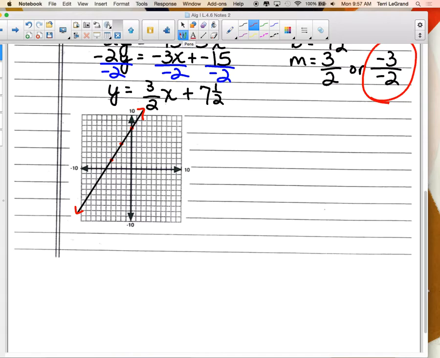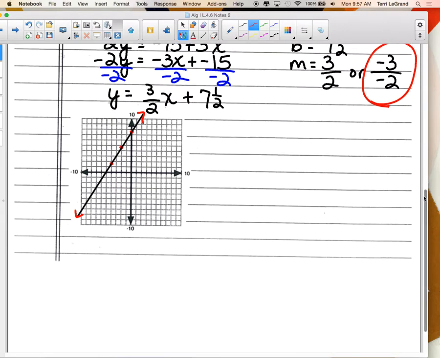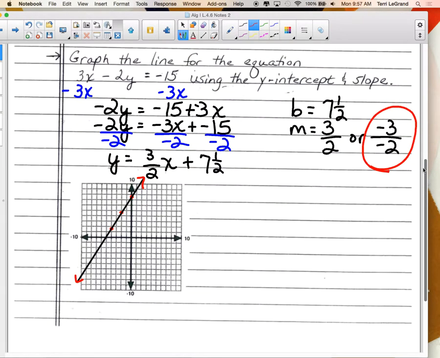How do you feel about this? Do you feel like we have a good line? Yes. According to us, the slope should have been positive 3/2, and that means it should rise from left to right.